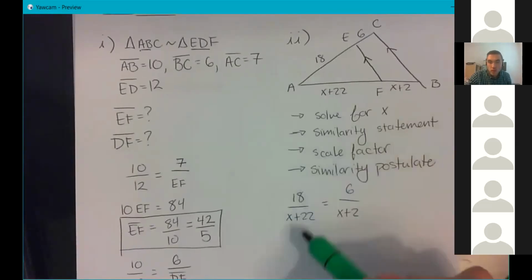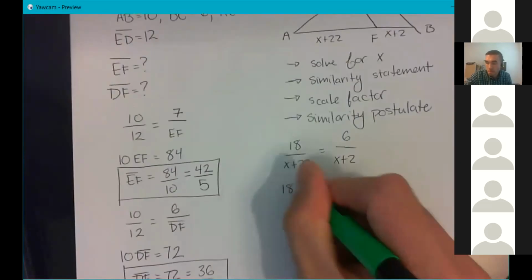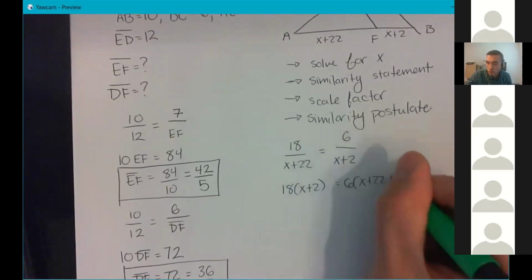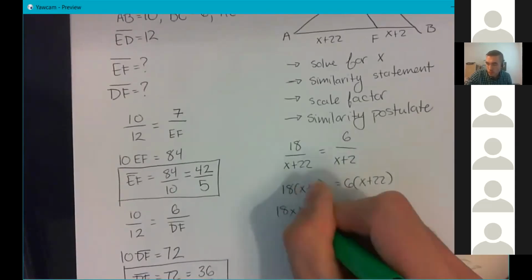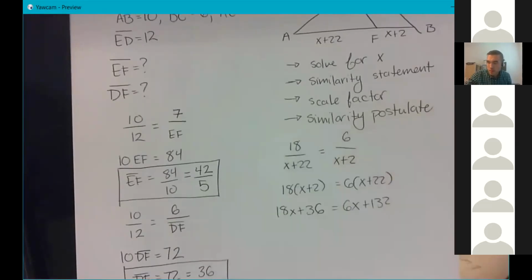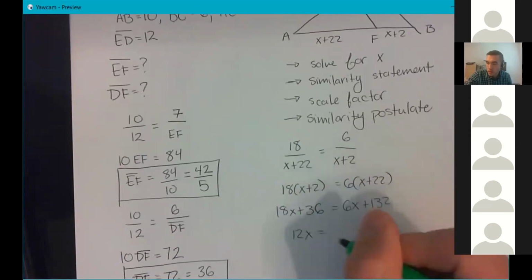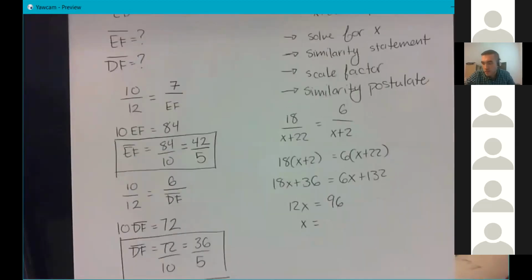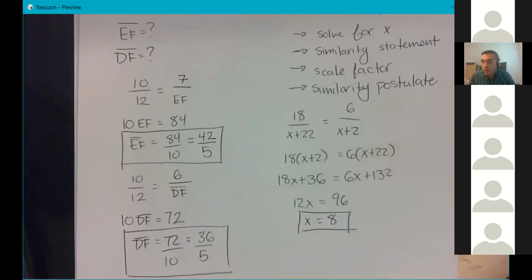And then we can go ahead and cross multiply in order to solve for x. So this is going to be 18x plus 36 equals 6x plus 132. And you get 12x equals 96. Yep, and then I'll subtract 6x from each side, so that gives me 12x, subtract 36 from each side, and that gives me 96. And so x must be equal to 8. So that little step of proportionality and cross multiplication is the answer to the first part.